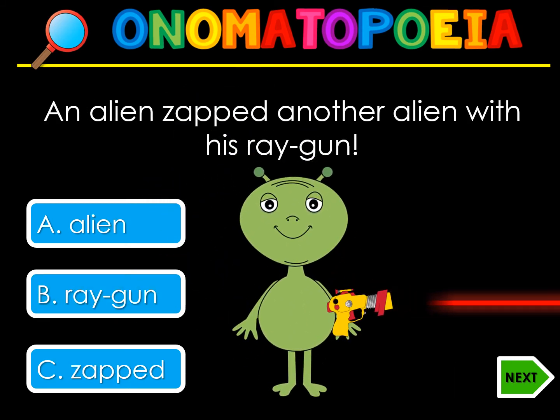An alien zapped another alien with his ray gun. Is it A, alien, B, ray gun, or C, zapped? Did you get C, zapped?